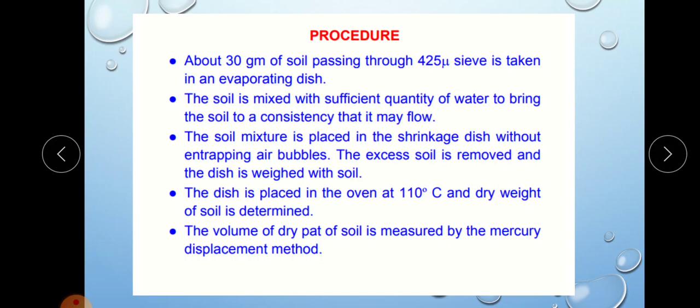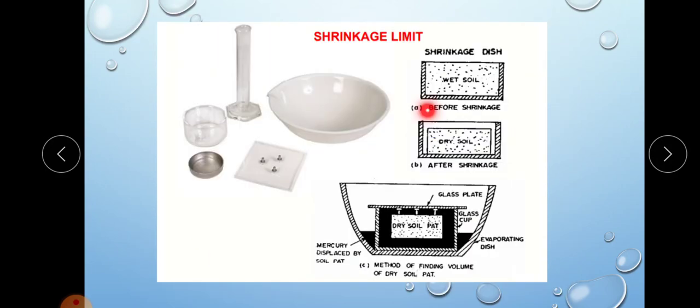For that, about 30 grams of soil which is passing through the 425 micron sieve is taken in an evaporating dish, and after that the soil is mixed with a sufficient quantity of water to bring the soil to a consistency that it may flow. After that, the soil mixture is placed in the shrinkage dish. So this is the shrinkage dish.